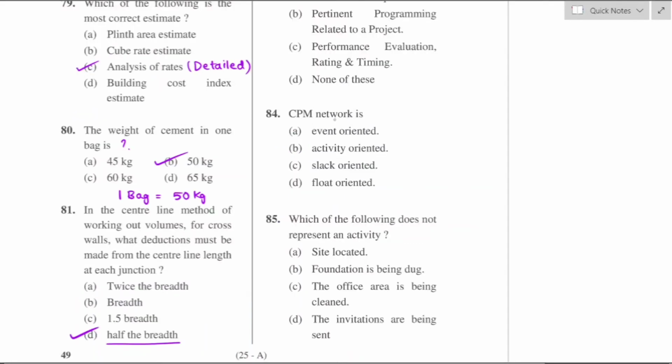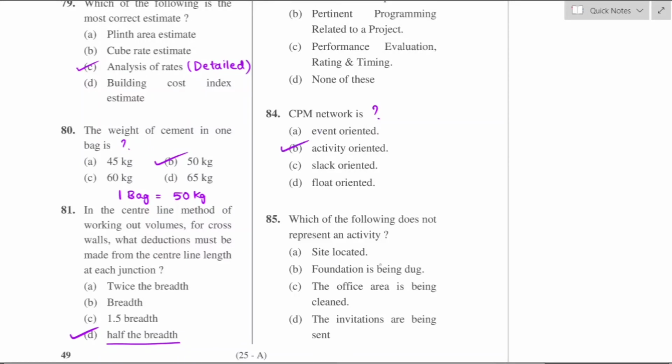Question number 84. CPM network is a technique used to determine the length of the time required to complete a project when the duration of activity is known with certainty under deterministic approach. So CPM is activity network oriented. So option B is the right answer.